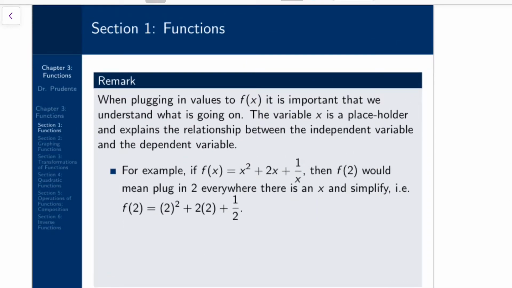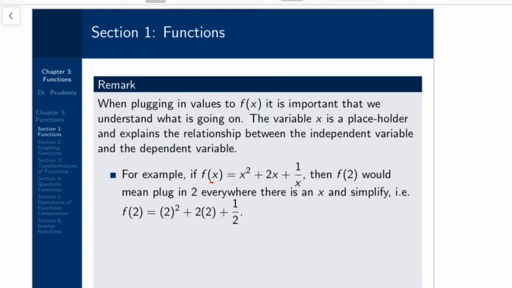That's exactly what we say here. If I have f of x equals x squared plus 2x plus 1 over x, then f of 2 would plug a 2 in everywhere there's an x. So we'd get 2 squared plus 2 times 2 plus 1 over 2, which would be 4 plus 4 plus 1/2, which would be 8 plus 1/2, which would be 17 over 2.